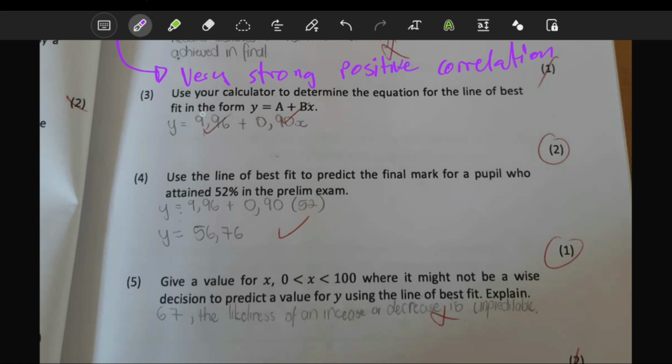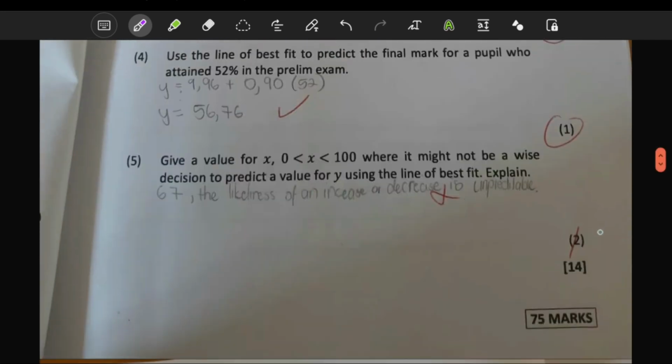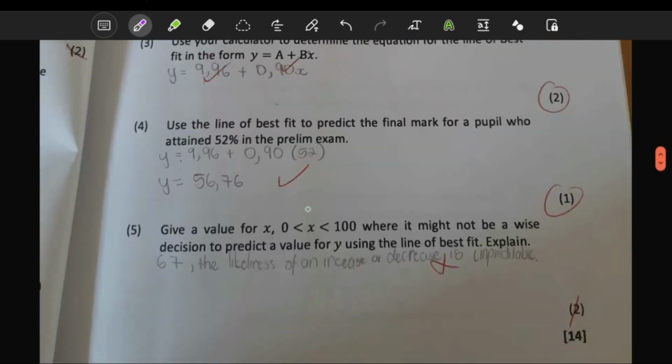And this is almost like representing the y-intercept of the straight line graph, meaning that the lowest possible mark that they can predict is somewhat sure, this one is kind of hard. So you have to give a value for x between 0 and 100 where it may not be a wise decision to predict a value of y using the line of best fit. Whatever our line of best fit is, we already said this would be the y-intercept, meaning that if you throw x as 0, your y value would come out something like this. If you throw x as 100 in there, you'll obviously get a certain value.